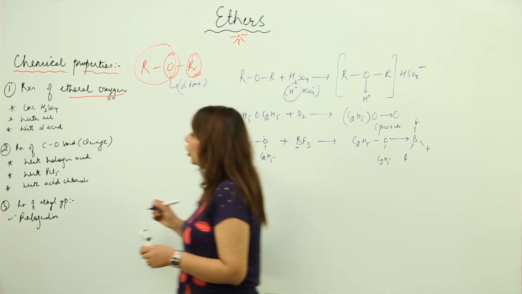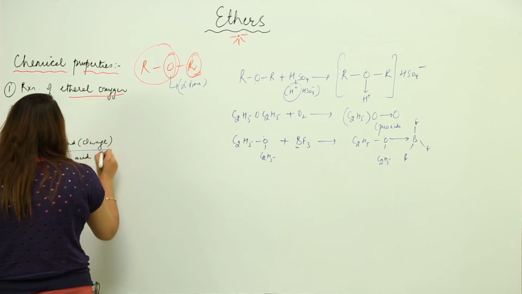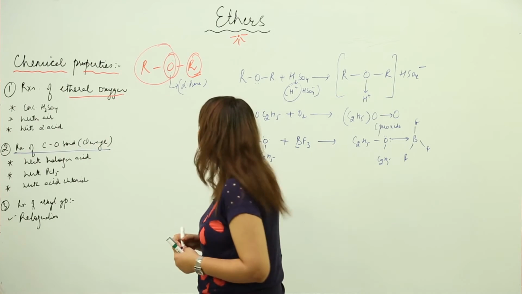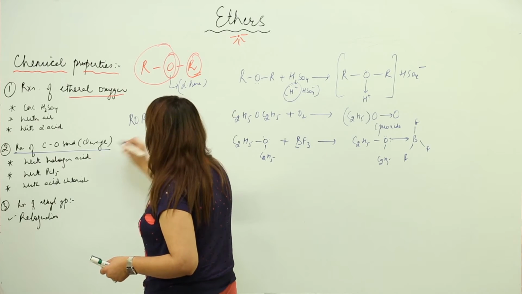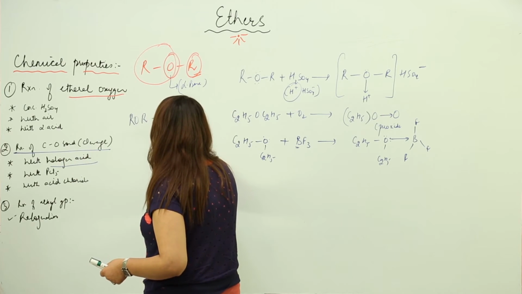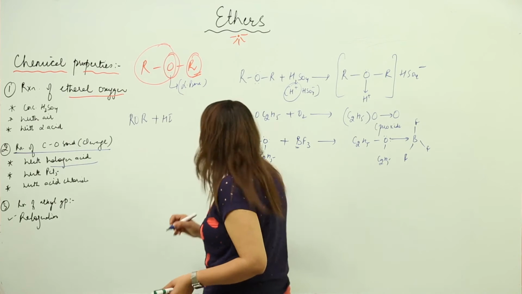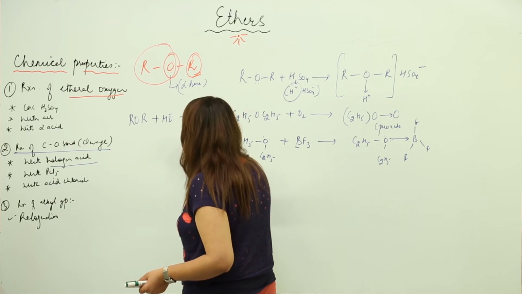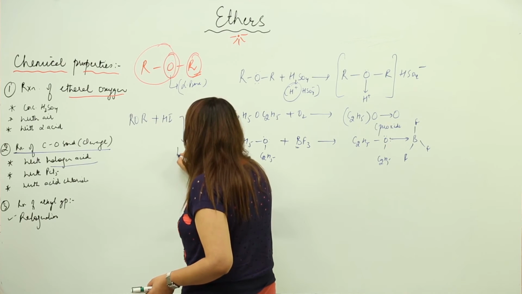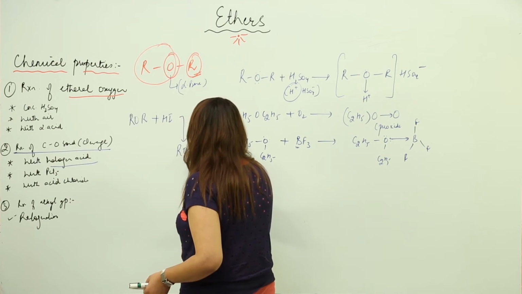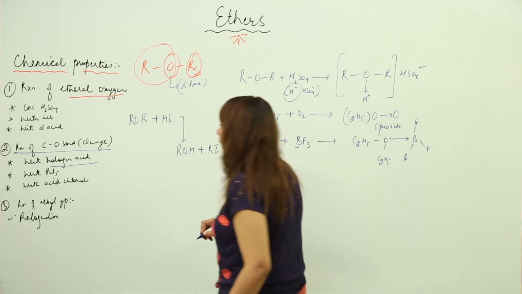Second is cleavage of the C-O bond. Reactions involving cleavage of the C-O bond. Suppose I have ether ROR, and I react it with a halogen acid. Let us take the halogen acid HI because it is highly reactive. It cleaves in such a way that this bond gets cleaved. As a result, we get an alcohol, and again we get an alkyl halide.